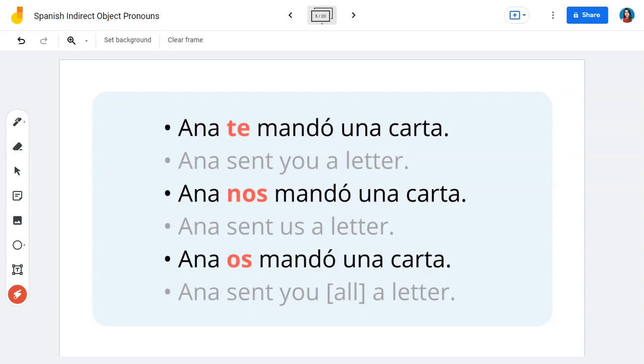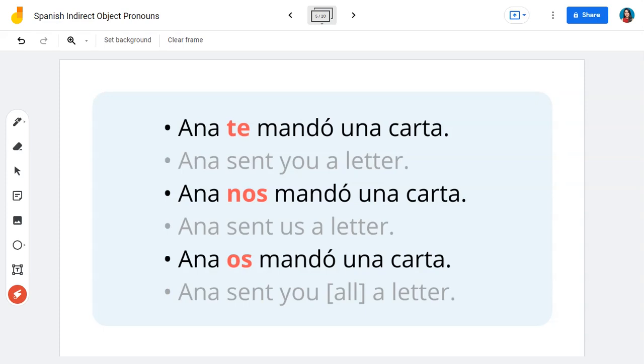And here I have some examples for you. Ana te mandó una carta. Ana sent you a letter. Ana nos mandó una carta. Ana sent us a letter. Ana os mandó una carta. Ana sent you guys a letter. So remember, os is used in Spain.